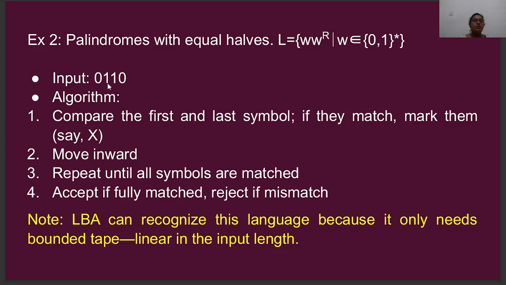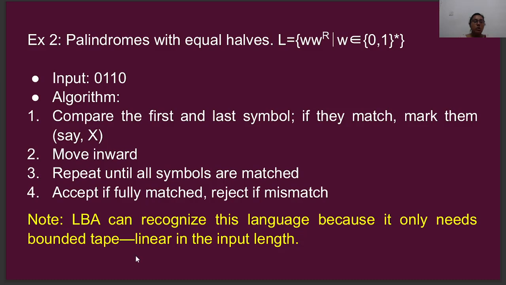If any value is not matched, we don't mark it as X and we continue. So the restriction is there. Again, the LBA is the same size as that of the input, and so it is possible to create an LBA for W W raised to R.